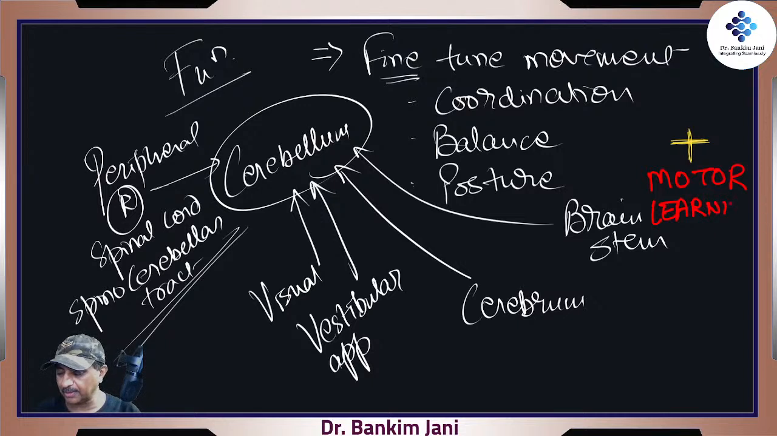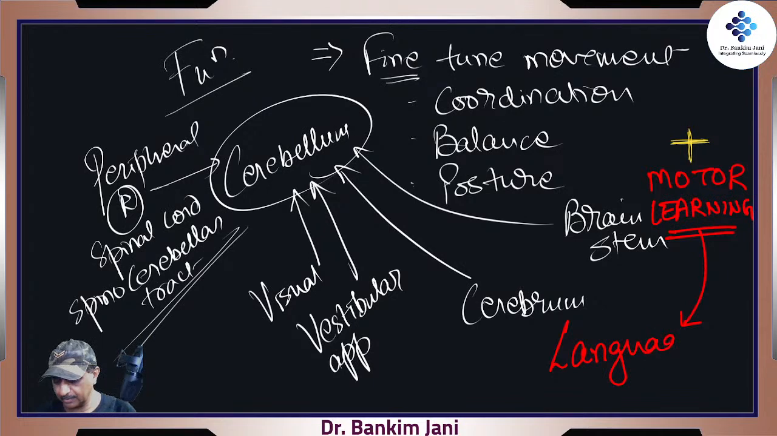Now in motor learning, see why it is said that your brain will remain very active if you try to learn a new language. This is the reason, because so many centers are involved. So language learning, great. This is how the cerebellum is linked.